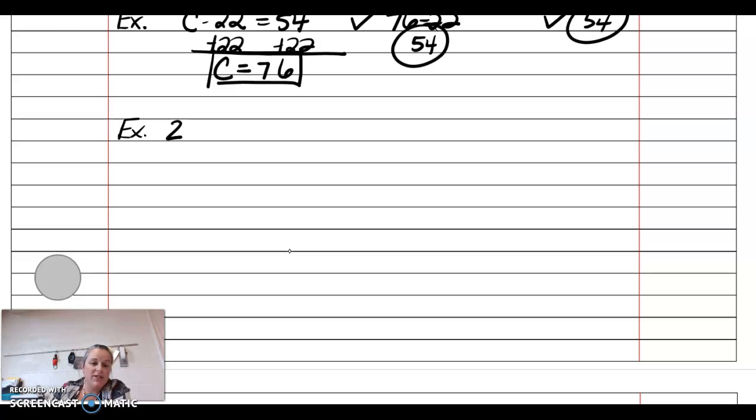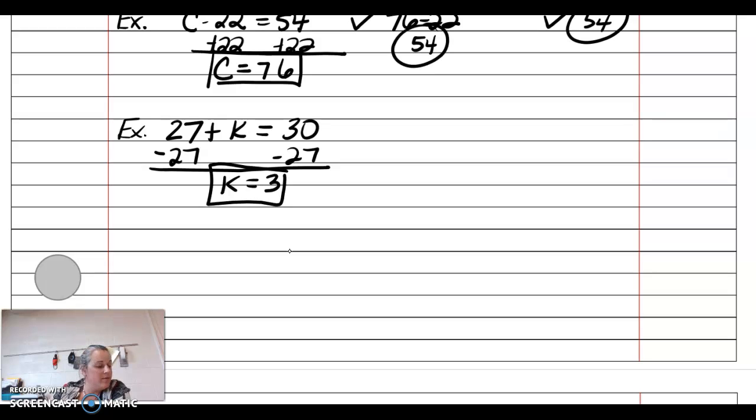Okay, let's try 27 plus k equals 30. All right, so here's my variable. Looks like I've added 27 to it. Well, in order to get rid of adding 27, we have to take 27 away. So it leaves me with k equals 30 minus 27, which is 3. I'm going to box that off. And then, of course, we're going to double check our work, both sides of the equal sign. 27 plus 3 is 30. And the other side was 30 as well.